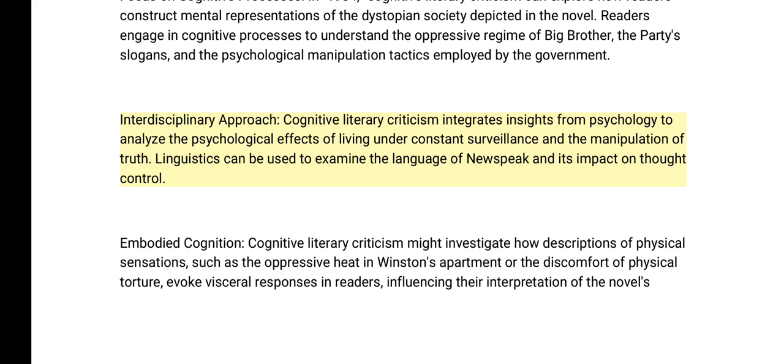Interdisciplinary approach. Cognitive literary criticism integrates insights from psychology to analyze the psychological effects of living under constant surveillance and the manipulation of truth. Linguistics can be used to examine the language of newspeak and its impact on thought control. Embodied cognition. Cognitive literary criticism might investigate how descriptions of physical sensations, such as the oppressive heat in Winston's apartment or the discomfort of physical torture, evoke visceral responses in readers, influencing their interpretation of the novels.